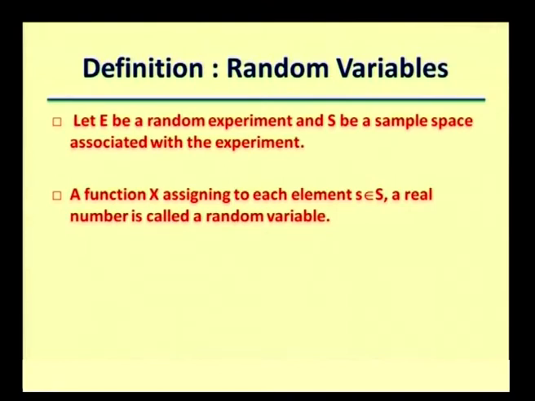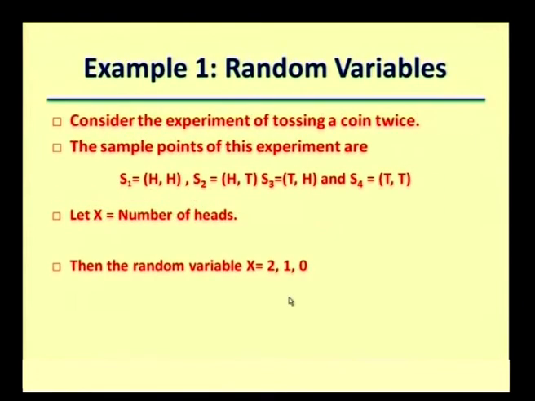So, coming to the mathematical definition of random variable, let E be a random experiment and S be a sample space associated with the experiment. A function X assigning to each element s belonging to S a real number is called the random variable. So, example of random variables. The simple example I have already explained before explaining the random variable.